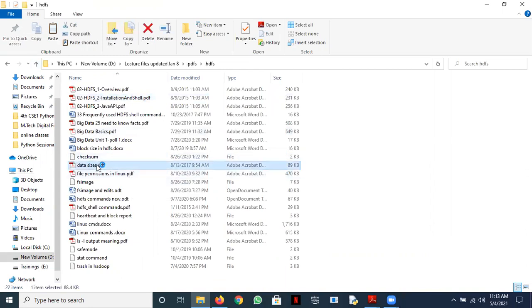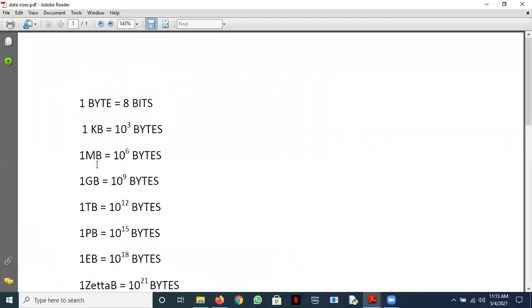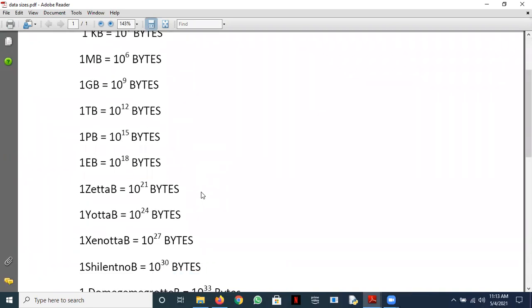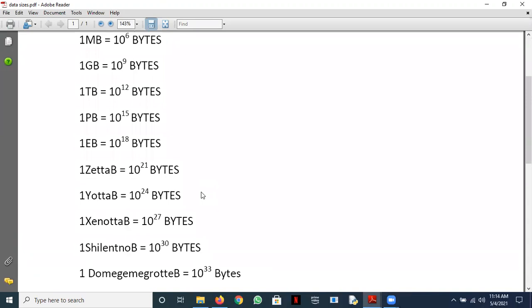Yeah, see on screen now, very interesting. I'll share this file with you also. See how the data has risen. We were there in the beginning with 1 byte, 8 bits, 1 KB, 1 MB, 1 GB, 1 TB, 1 PB. See now where we have reached. Just have a look. See the yottabyte units. Exabyte, zettabyte, yottabyte, zenotabyte, silent no byte, dome, game, grottybyte.